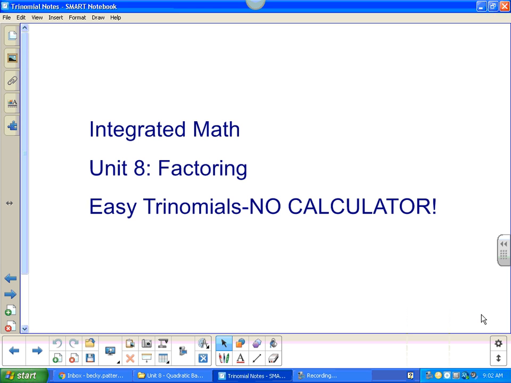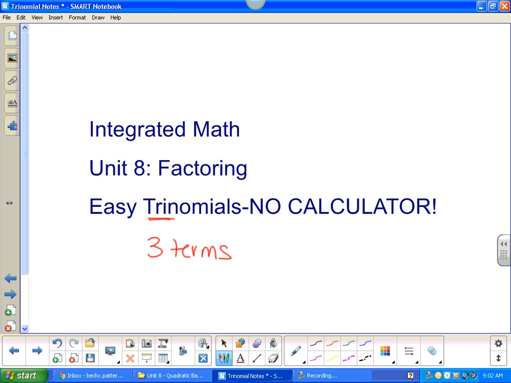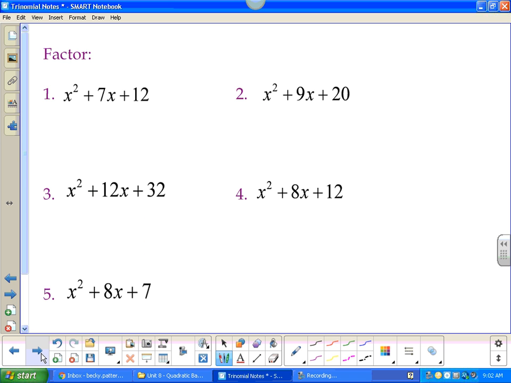Today's lesson is on factoring. So yesterday we did GCF and difference of two squares. Today we're going to do trinomials. Tri means that it has three terms. So let's see what these look like.